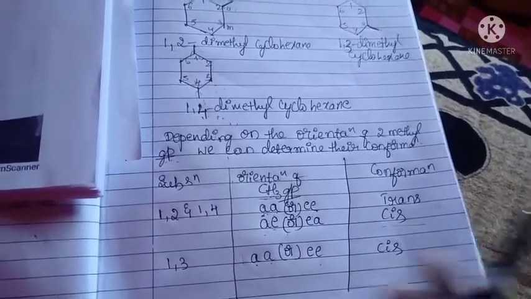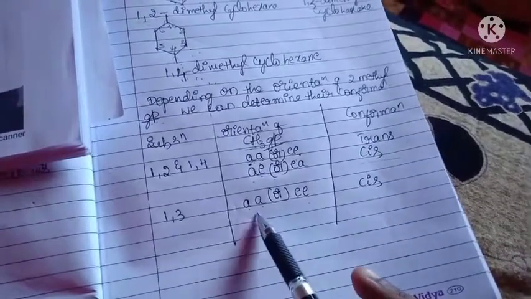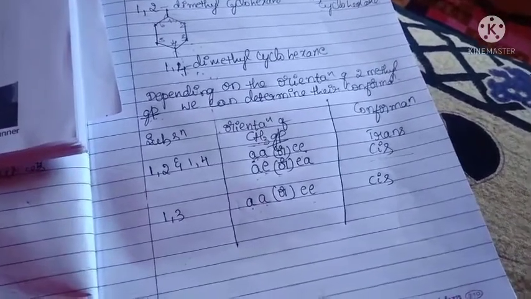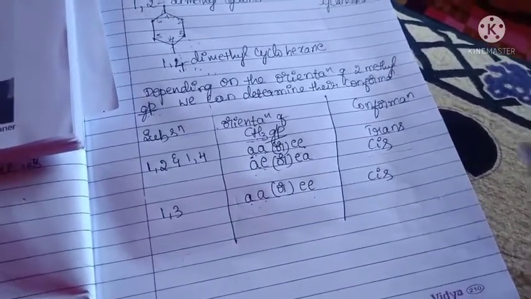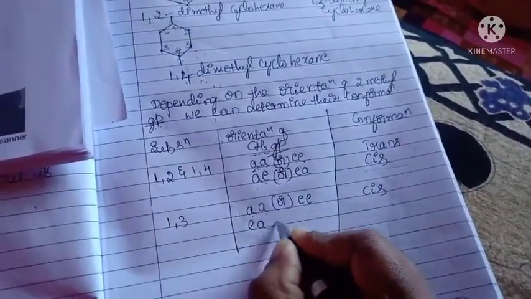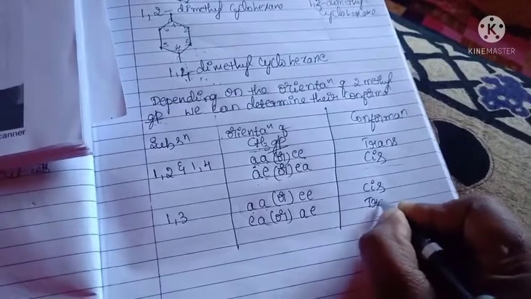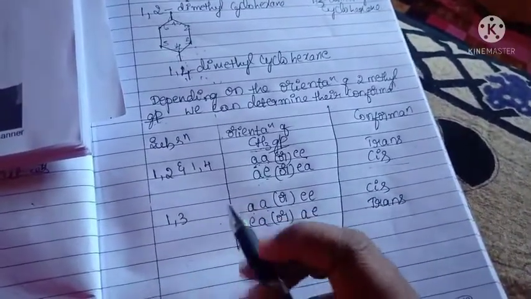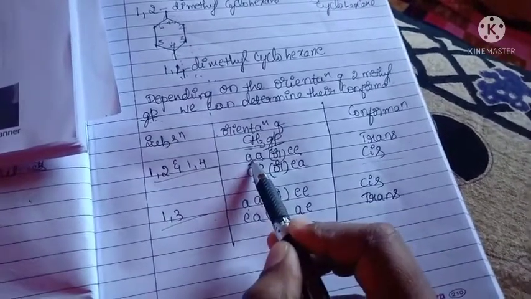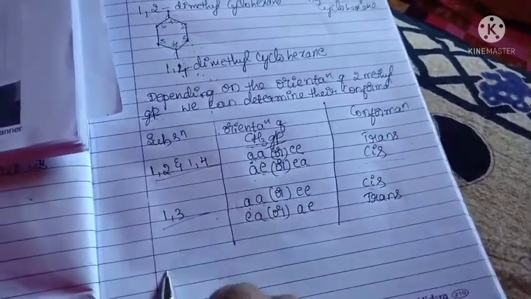Okay, but in the 1,3 position, there will be AA or EE. It means the two methyl groups are substituted at two axial positions or two equatorial positions, that is the cis isomer, or EA or AE, that is the trans isomer. This will be the vice versa of positions 1,2 and 1,4. When at axial position it is trans, but in 1,3 axial position it is cis.